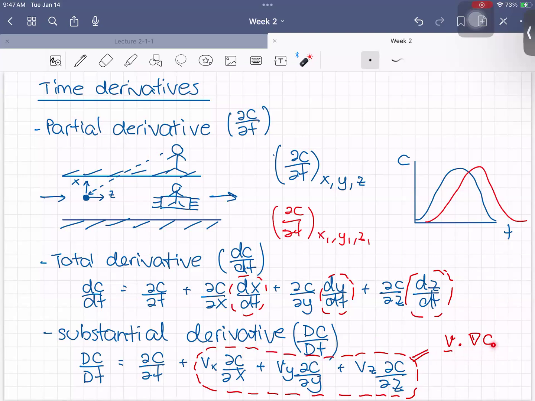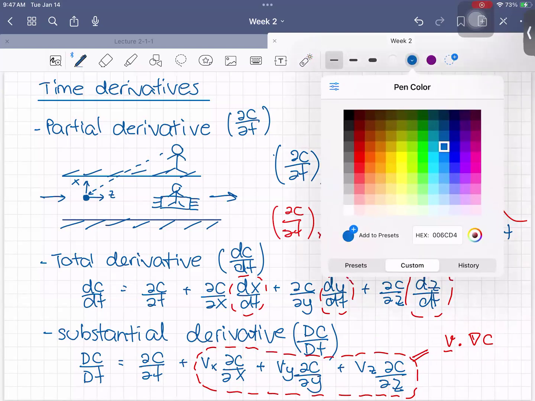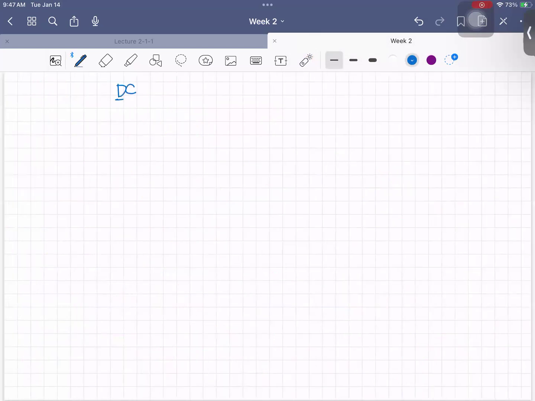So you see that the summation, or the product of these terms, can be written as this one term. So right now I can write that the substantial derivative of concentration, Dc by Dt, is equal to dc by dt plus V dot del c.